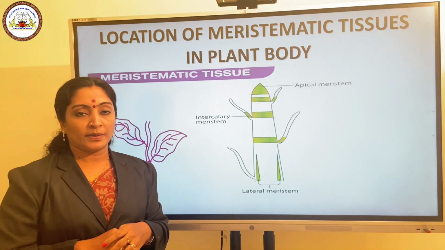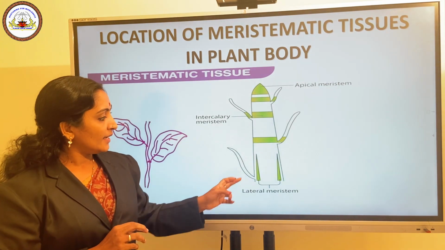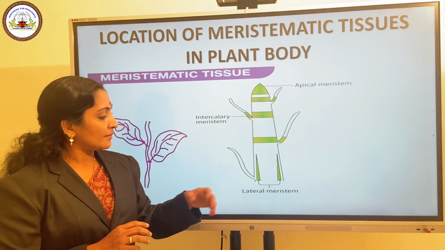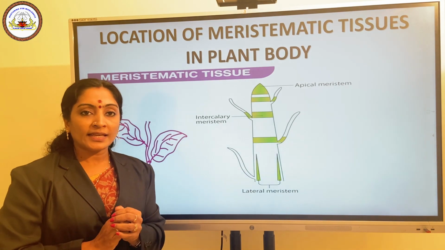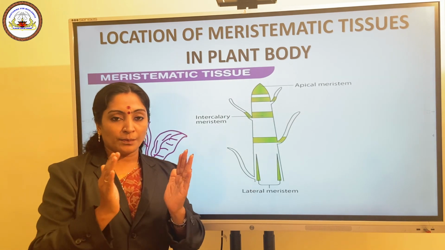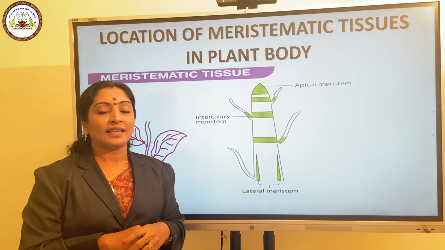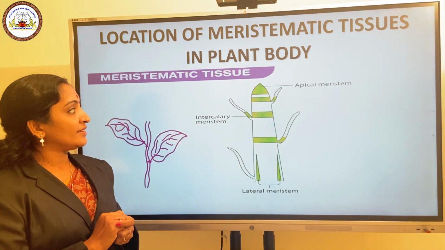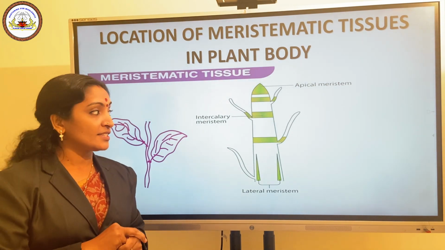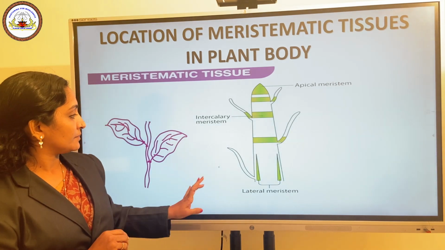Then the last type of meristem, that is the lateral meristem. The lateral meristem is located in the almost old part of the plant body, and this meristem leads to an increase in the girth of the plant body. We know that the girth of the plant increases day by day. Okay, so that is because of the action of this lateral meristem. So this is about the three different types of meristematic tissues: apical meristem, intercalary meristem and lateral meristem.